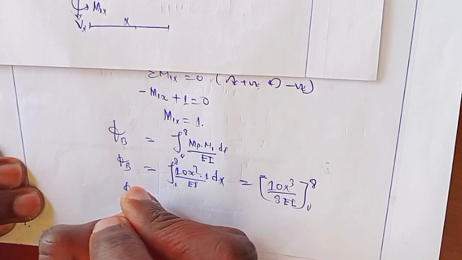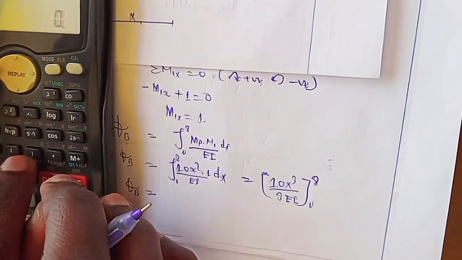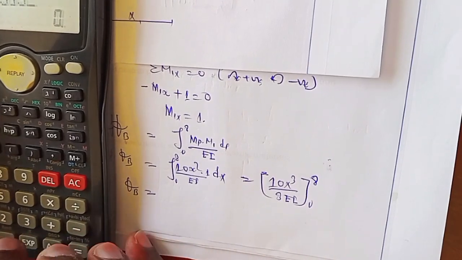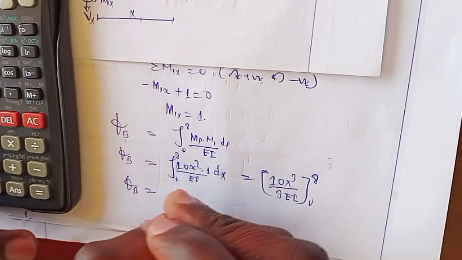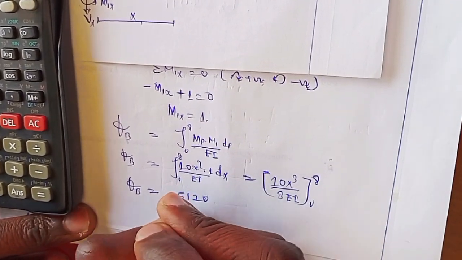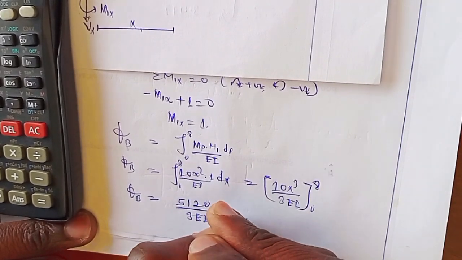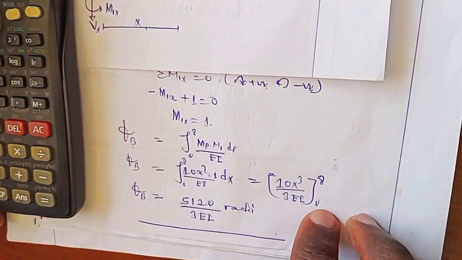Rotation at B will be 10 times 8 to the power 3, calculate. It will be 5120 over 3EI rad. This is rotation. This is the rotation at point B.